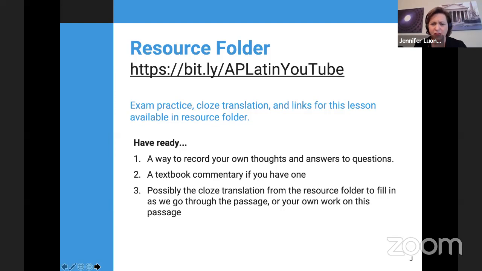In that folder, you're going to find a cloze translation, a fill-in-the-blank translation, for today. You're going to find links for this lesson. You will probably want to have something to write with again. We're always going to try to make it interactive in that we're going to ask you questions. You might want to write your answers down or write notes down. You may want to have out other materials like your textbook. And you might want to have those cloze translations ready. Cloze with a Z, of course. So that you can fill them in.